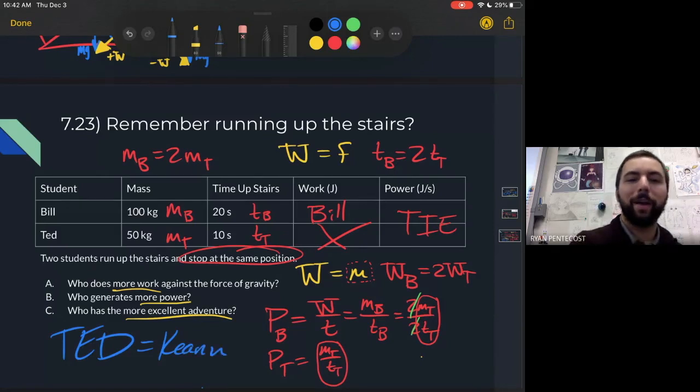All right, so that's what we have for friction and power. Our next video is going to just go over a couple power problems and a power paradox.